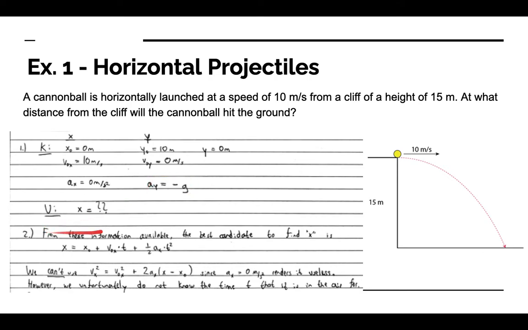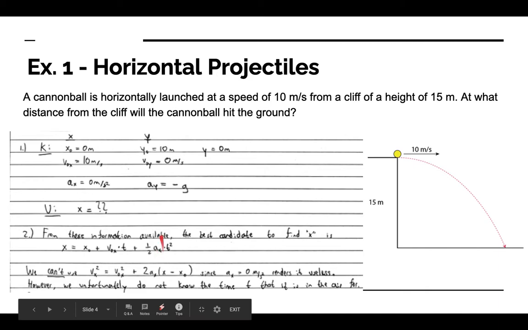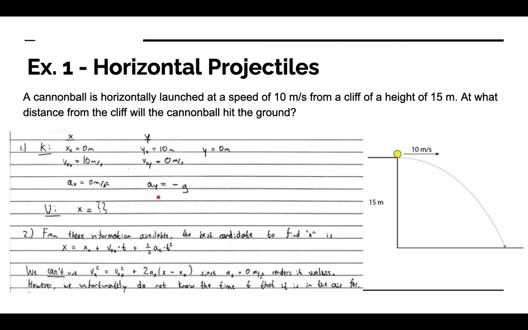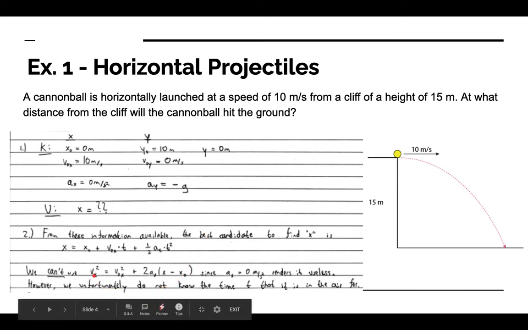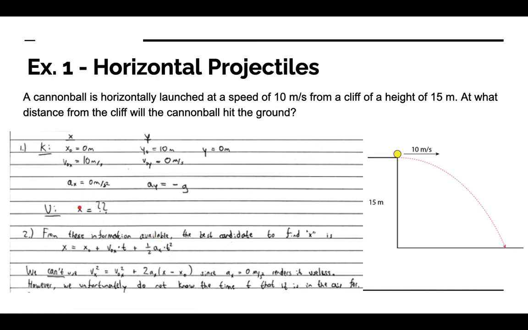Based on the information above in step 2, I identified that the best candidate to find x is the kinematic equation x equals x naught plus v naught x times t plus 1/2 a_x t squared. I denote a_x and a_y with the subscripts x and y to clearly distinguish between the two types of accelerations. Please note that we cannot use v_x squared equals v naught x squared plus 2 a_x times (x minus x naught), since our acceleration in the horizontal direction, a_x, is 0 meters per second squared. As a result, we would have 0 times (x minus x naught), which gets rid of this x minus x naught term, which defeats the point because we're trying to solve for x.